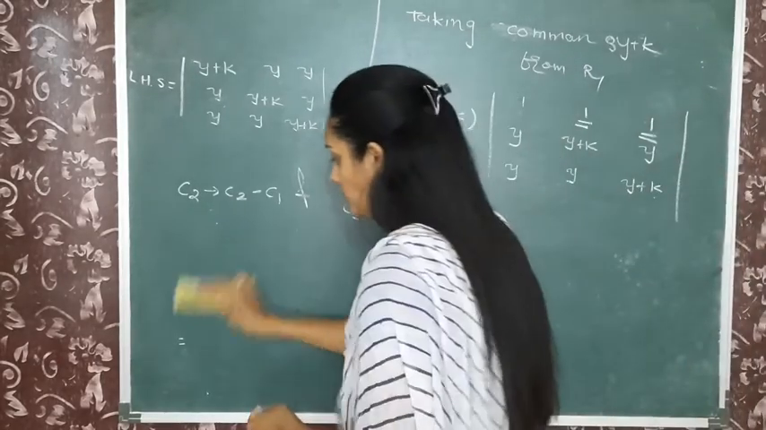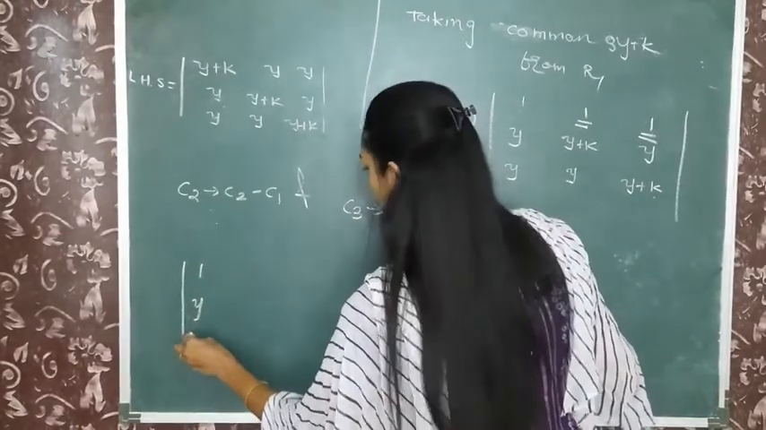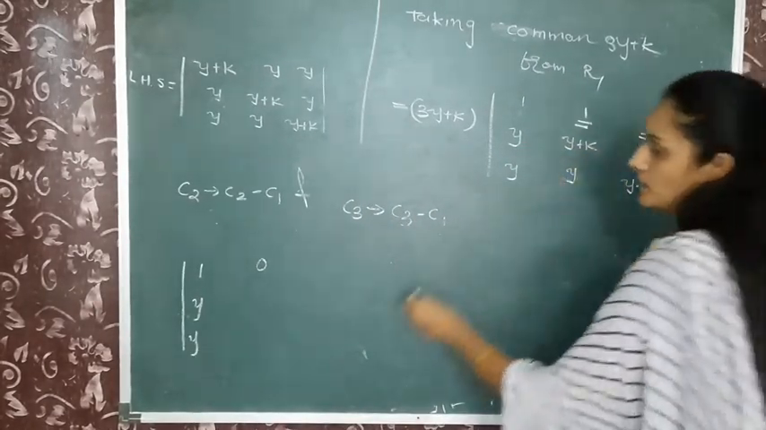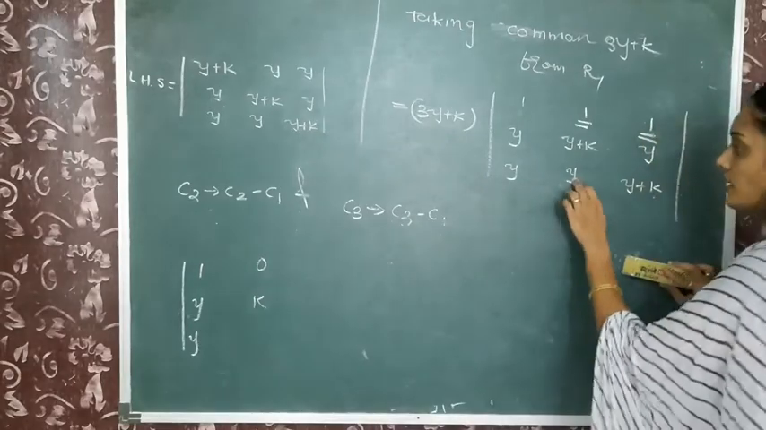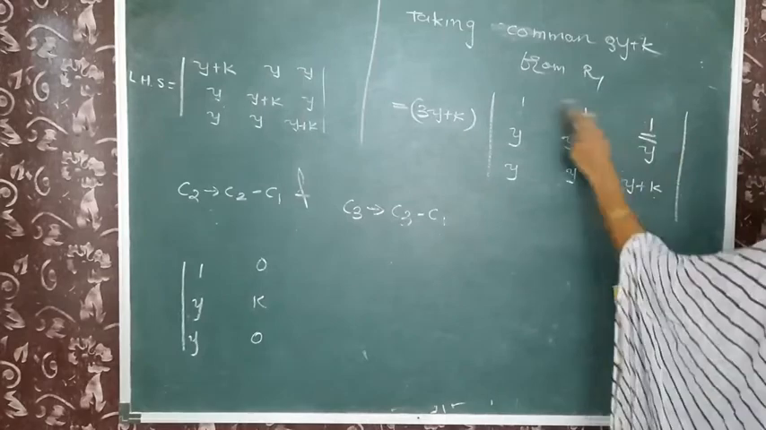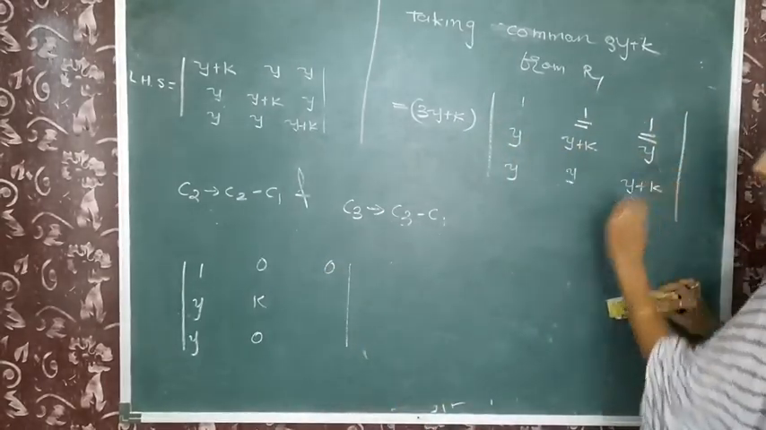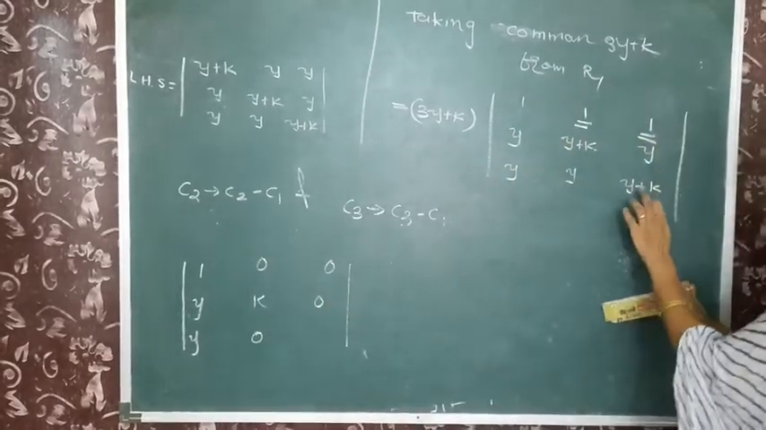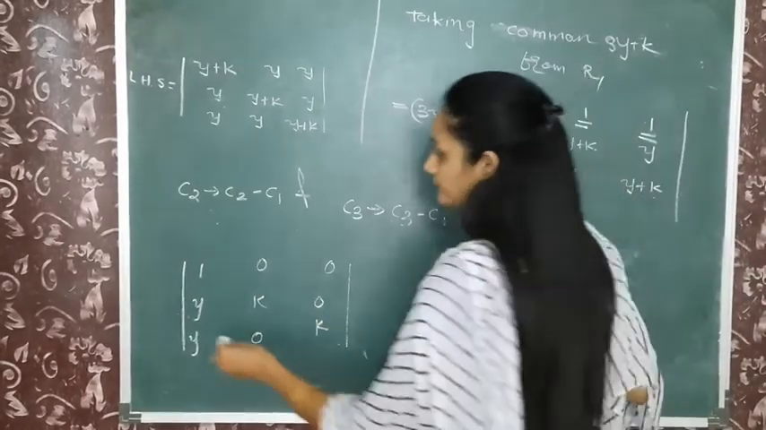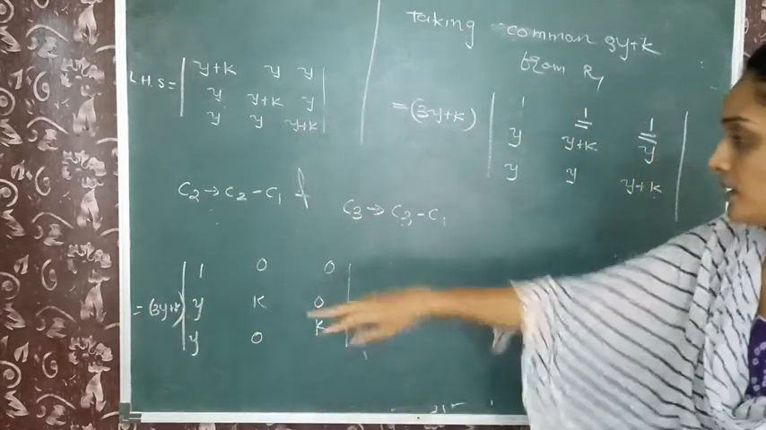Now, first column is as it is. So here 0. Here y plus k minus y, so k. Y minus y, so 0. 1 minus 1, so 0. Y minus y, 0. Y plus k minus y, so k. One factor is 3y plus k.